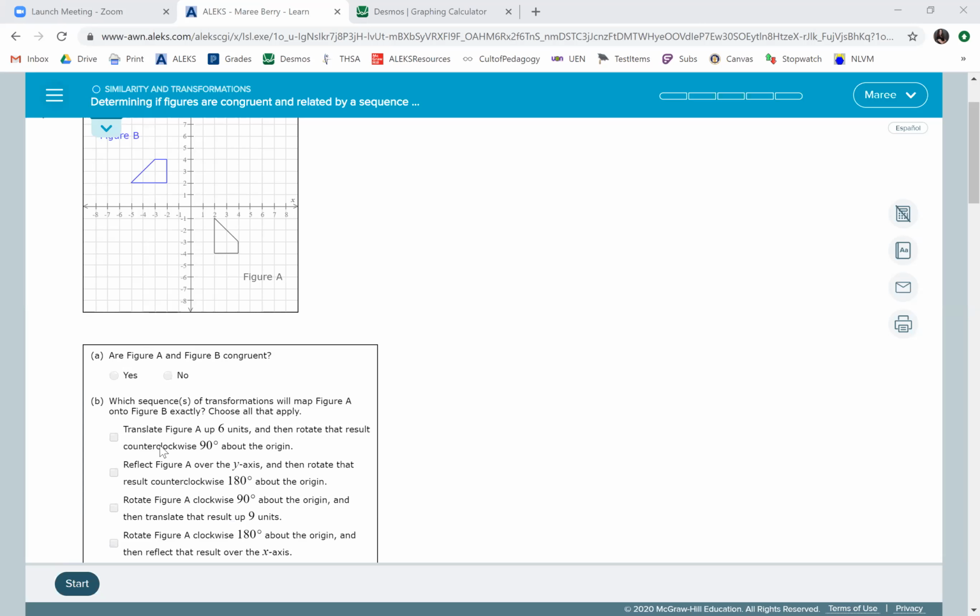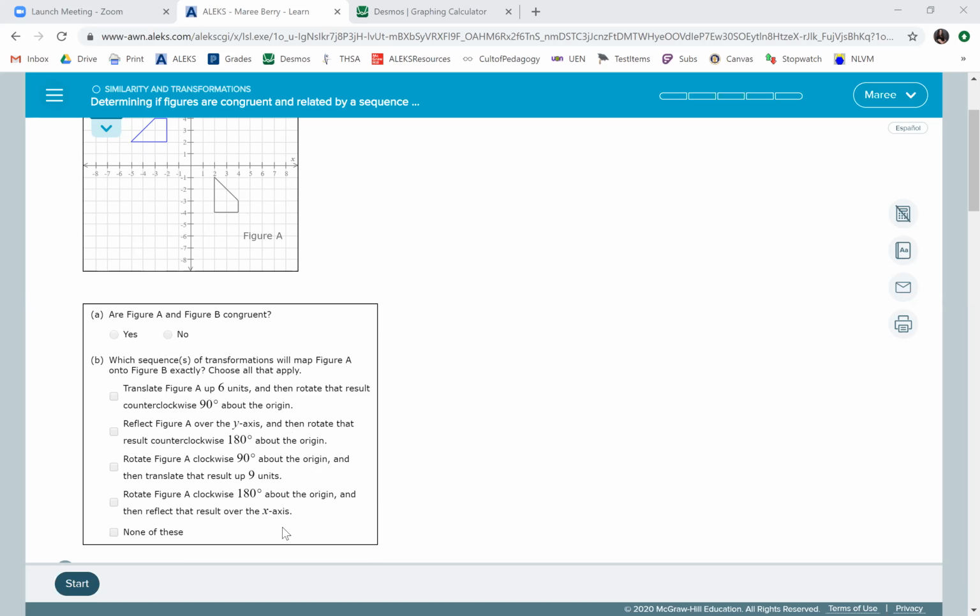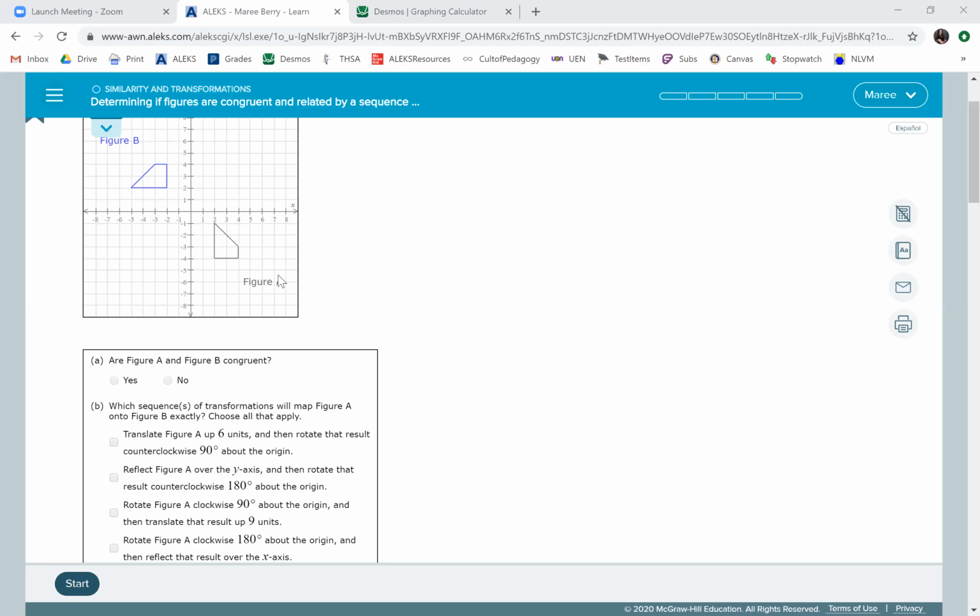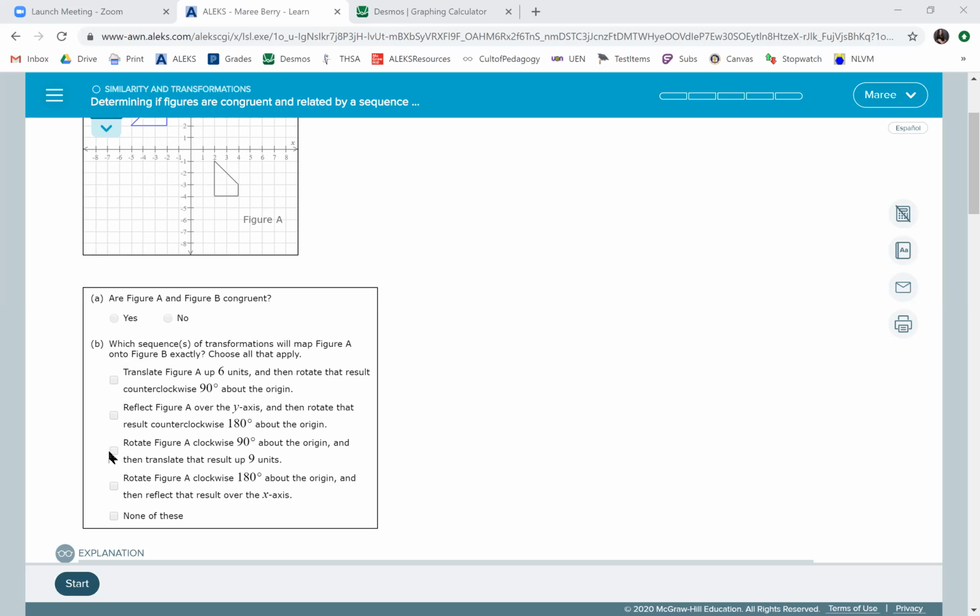And then we want to know, did we raise it up 6 units to here and then rotate it 90 degrees about the origin? Or did we reflect it and then rotate it? Or did we rotate it and then translate it up 9 units? So if we rotated it counterclockwise, it's going to go this way. And then when we go up, probably won't go on. I think it's the first one.